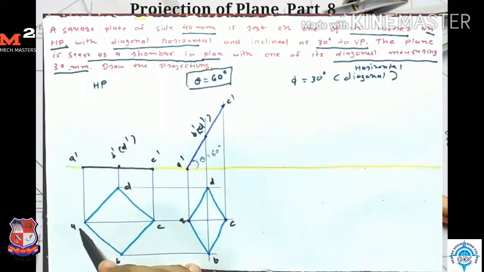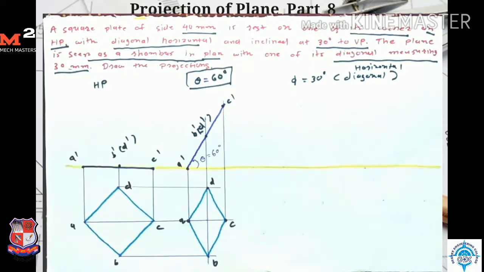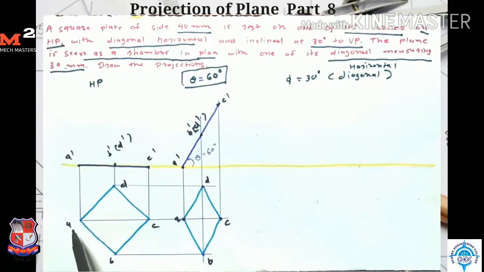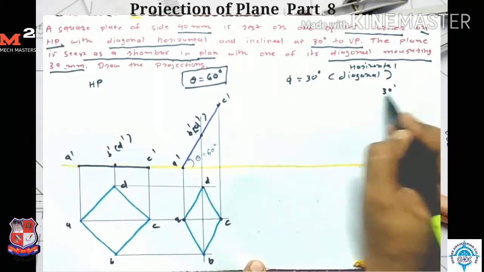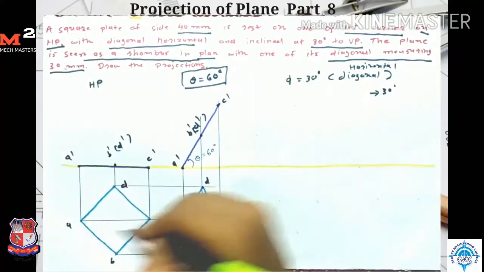Horizontal diagonal means diagonal AC. Okay, now before drawing the third stage, I just check whether the length of the diagonal AC is changed or not in both cases. Here we clearly see that the length of AC is reduced in the second stage due to the inclination theta. So in this case we need to find the new apparent angle, because this 30 degree is given for this length AC.